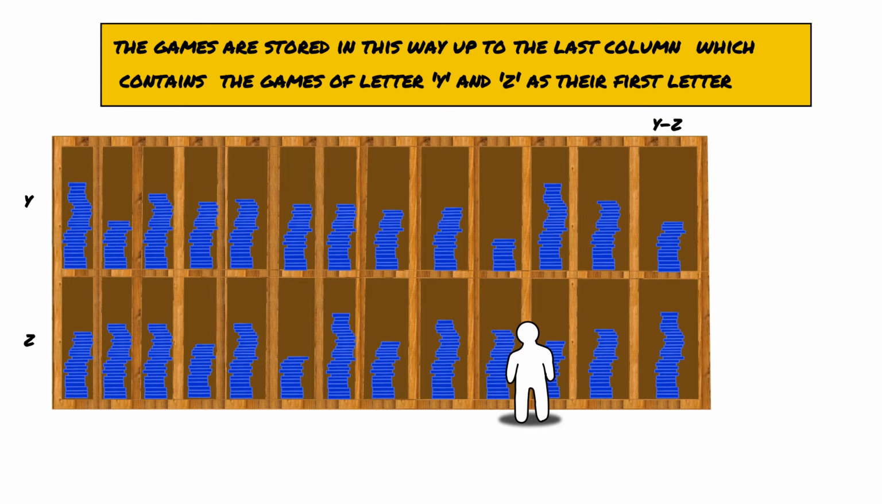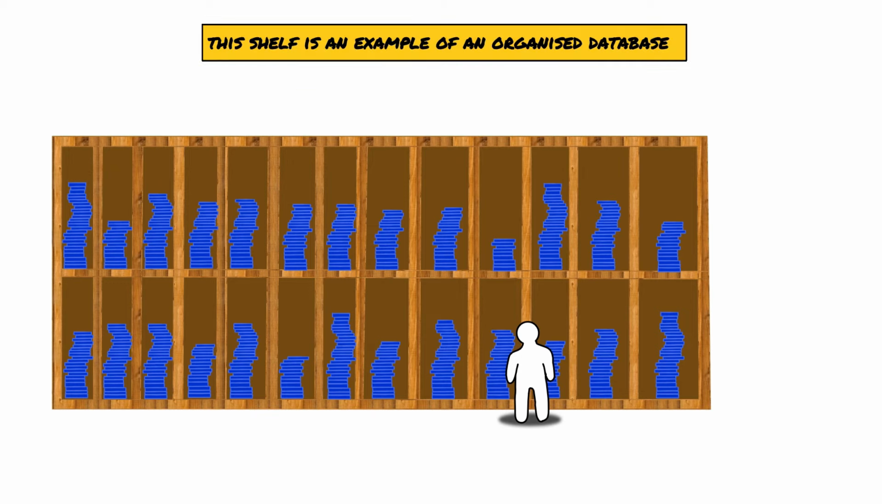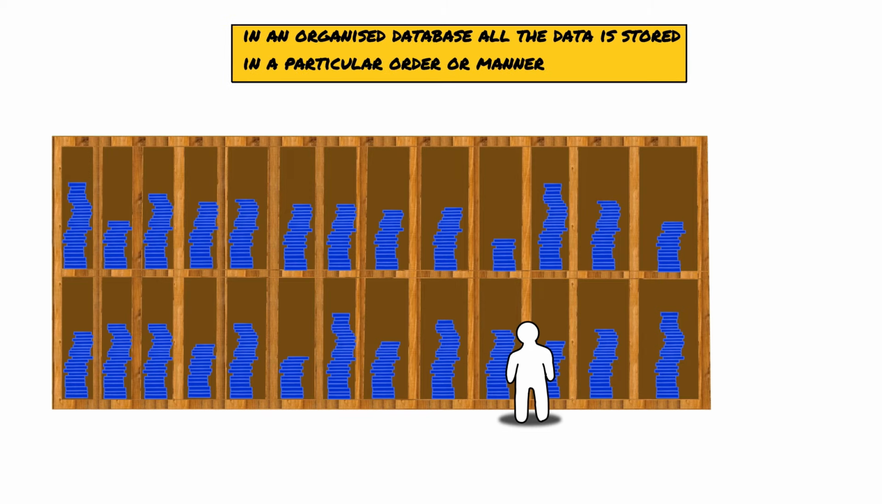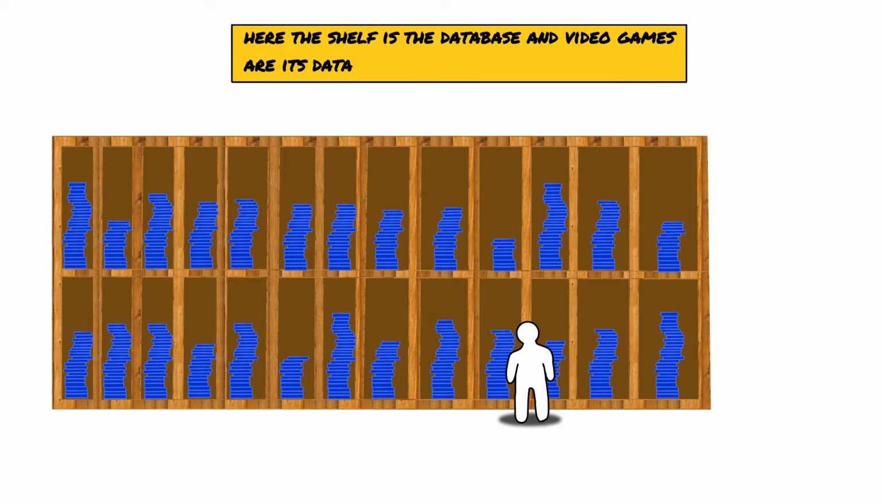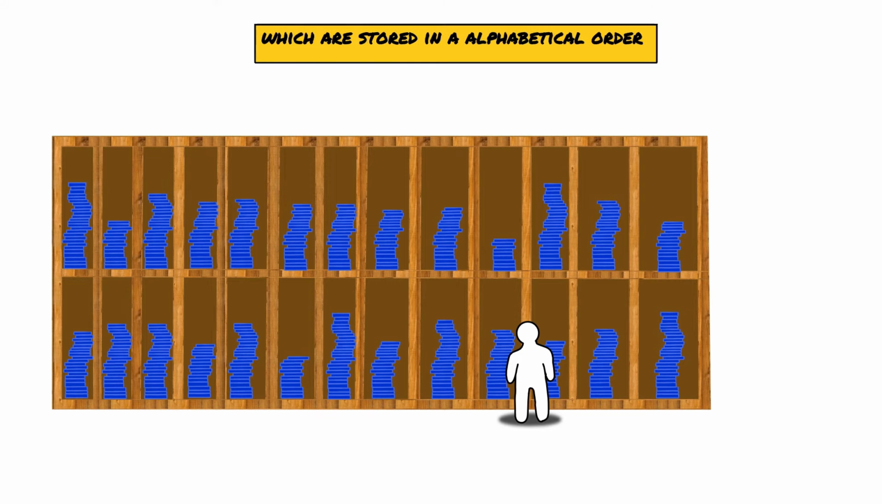The games are stored in this way up to the last column, which contains the games with the letters Y and Z as their first letter. This shelf is an example of an organized database. In an organized database, all the data is stored in a particular order or manner. Here the shelf is the database and video games are its data, which are stored in alphabetical order.